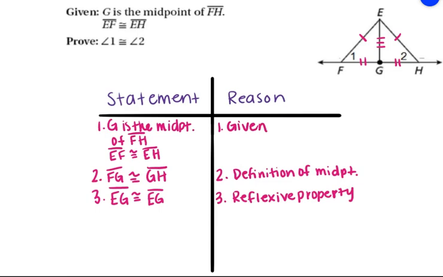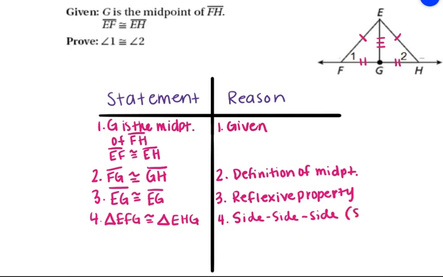So now these two triangles, triangle EFG is congruent to triangle EHG because all three sides are congruent. So we call that side, side, side, or usually we can just write it as SSS. Well, now since the triangles are congruent, that means all of the parts of the triangles are congruent, meaning angles 1 and 2, since they belong in those triangles, those two angles are congruent.